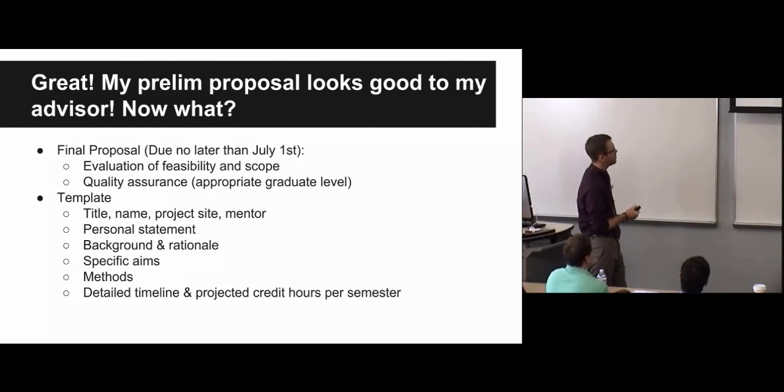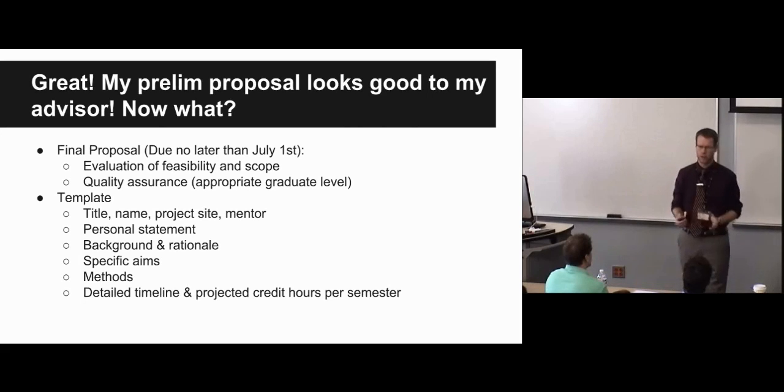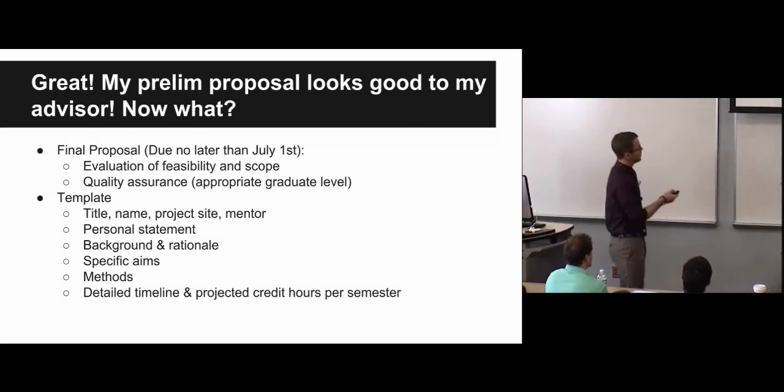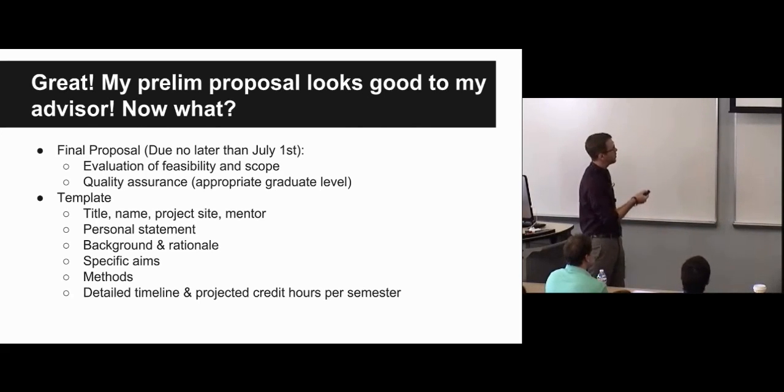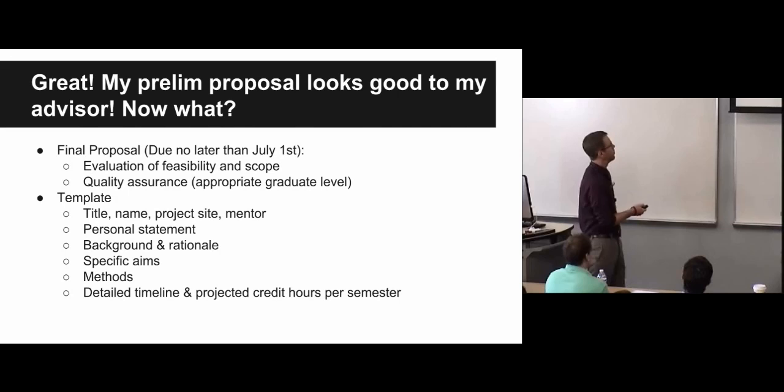You do want to include a detailed timeline and projected credit hours per semester. Capstone is a credit hour-based course, and I'm going to talk to you about what that looks like. For now, we can say that Capstone is an 8-credit-hour experience. And so what we want you to then do with the final proposal is parse out where these credit hours are going to happen. Are you going to do some in the fall, some in the spring, things like that. We'll talk about that in detail. But that's going to be part of your final proposal.